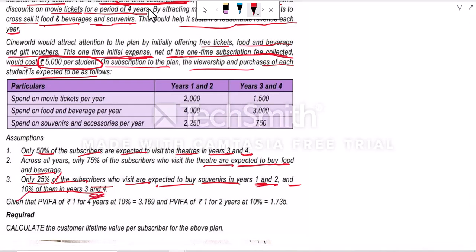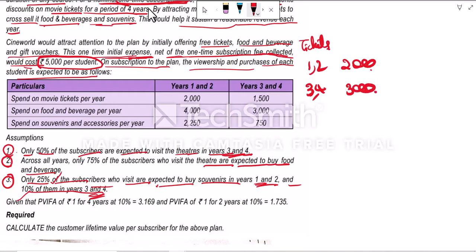We should write this. This is related to souvenirs, and this is related to food. First we have to consider only this point, that too in 3 and 4. So movie tickets for years 1 and 2: what is the amount collected? 2,000. And here 3,000. Sorry, 1,500.